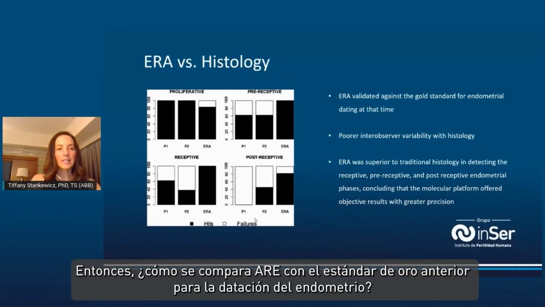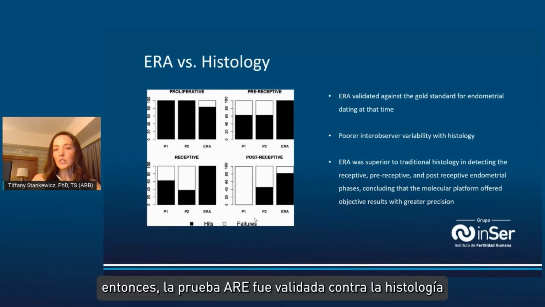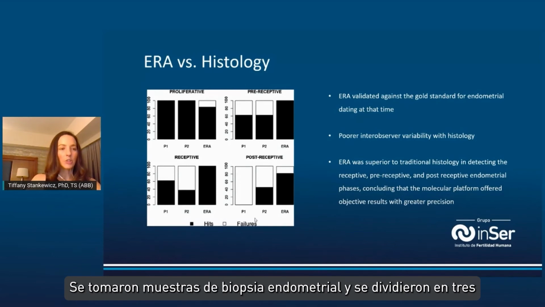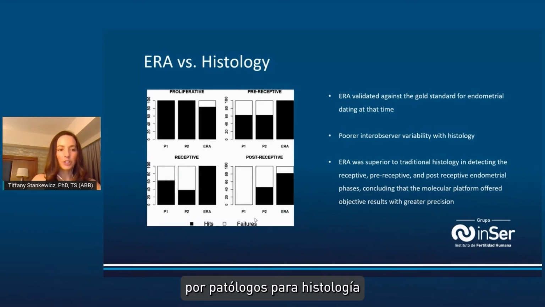So how does ERA stack against the previous gold standard for endometrial dating, i.e. histology? So the ERA test was validated against histology. Now, in this particular study, endometrial biopsy samples were taken and split into three. Two of the samples were individually diagnosed by pathologists for histology and one by the ERA test.